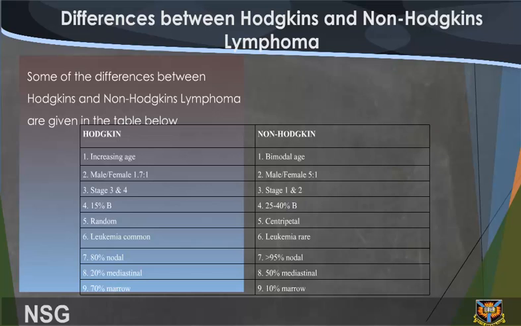Non-Hodgkin: 1. Bimodal age. 2. Male-female 5:1. 3. Stage 1 and 2. 4. 25 to 40% B. 5. Centripetal. 6. Leukemia rare. 7. 95% nodal. 8. 50% mediastinal. 9. 10% marrow.